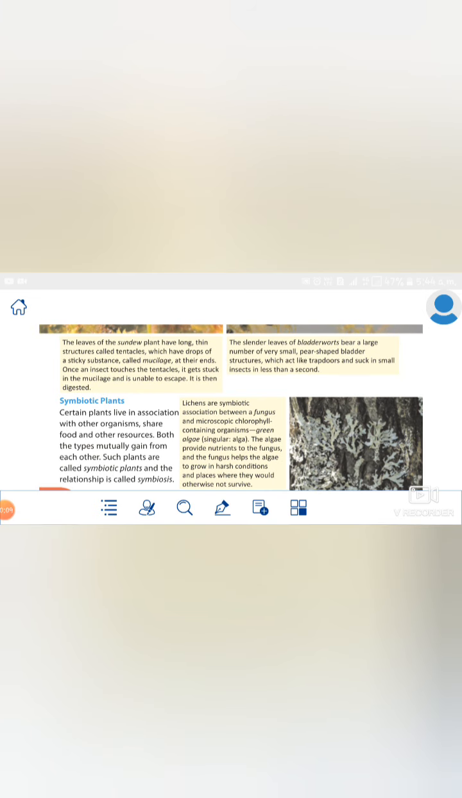See this alga, which is green, provides food, and a fungus, which is not green, provides water, minerals, and shelter to the algae. So the lichens are an association between algae and fungi, and microscopic chlorophyll containing organisms, the green algae. The algae provide nutrients to the fungus, and the fungus helps the algae to grow in harsh conditions and places where they would otherwise not survive.